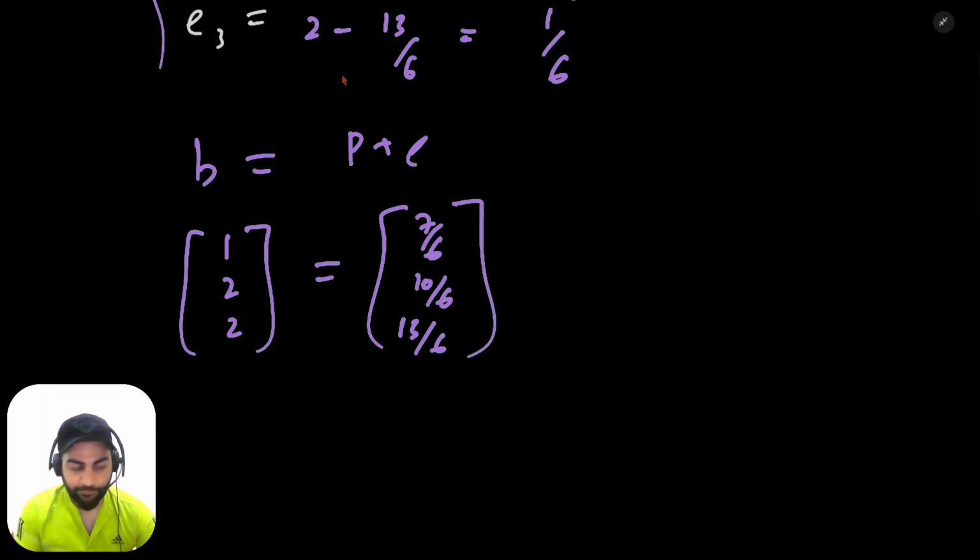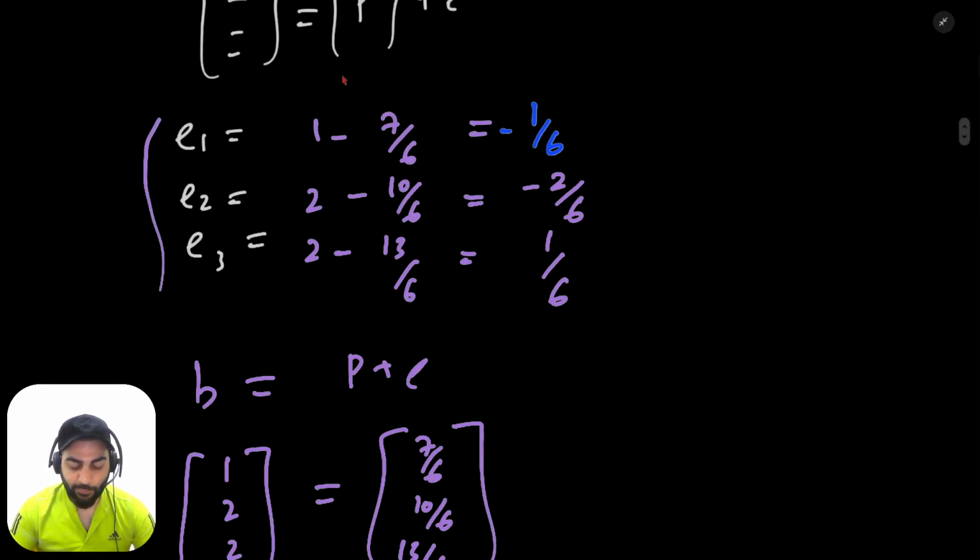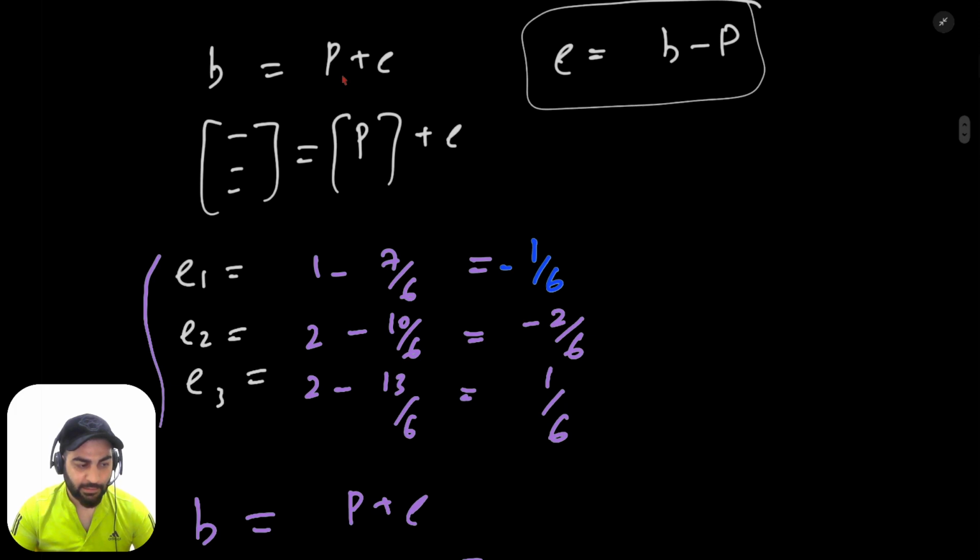Sir, I think the value of E2 is wrong. The value of which? E2. Yes, sir. Sir, it would be plus 2 by 6. Will it be plus? Yes, sir. Okay, nice.